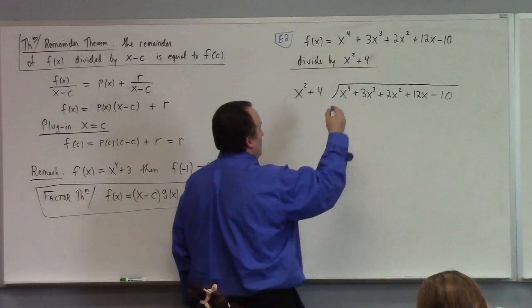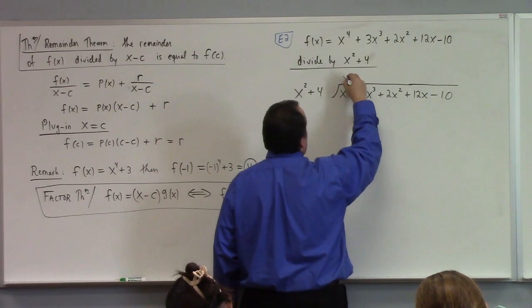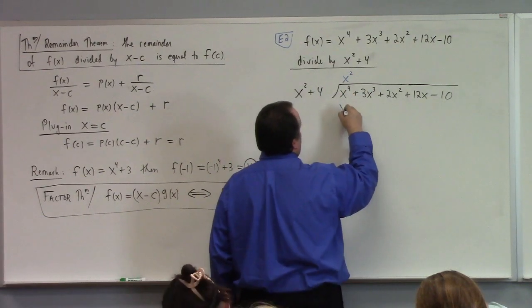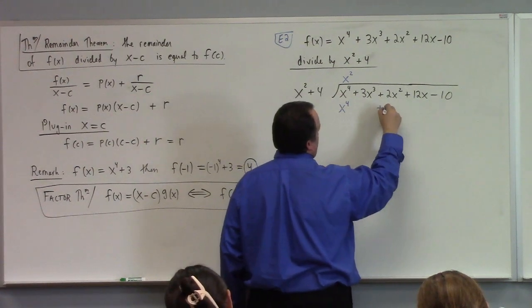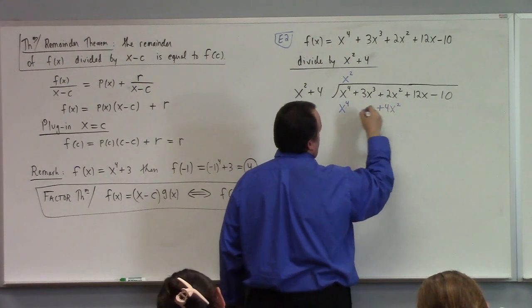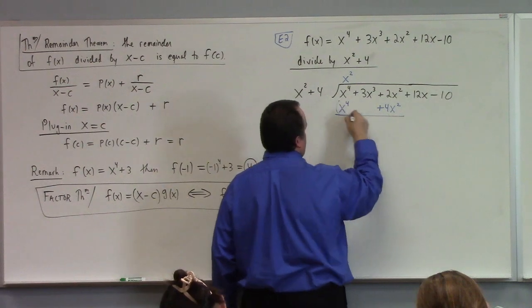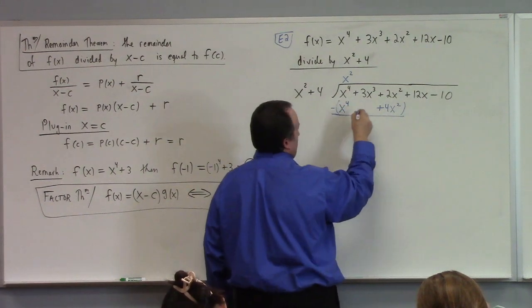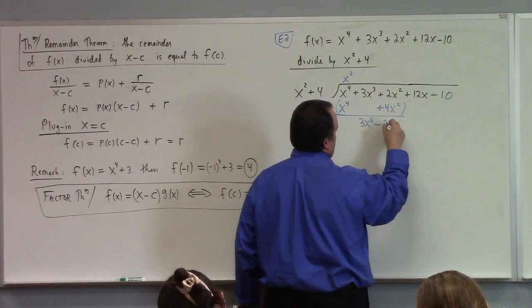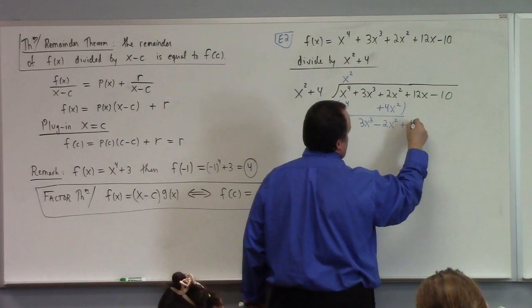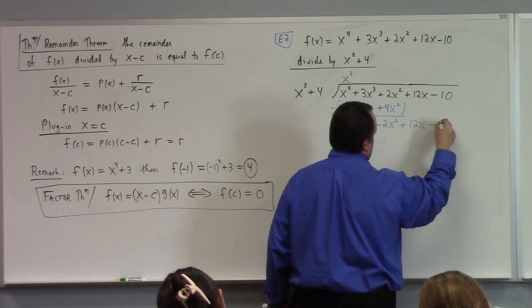X squared. All right. Then what? That gives me x to the 4th. Let me be careful to write the plus 4x squared over here. Keep things together. All right, I subtract. What do I get? I get 3x cubed minus 2x squared plus 12x minus 10.